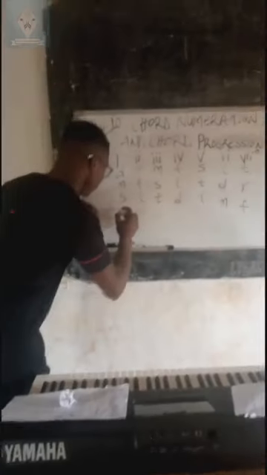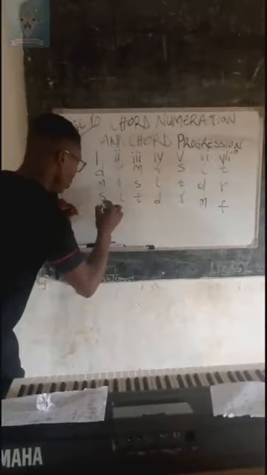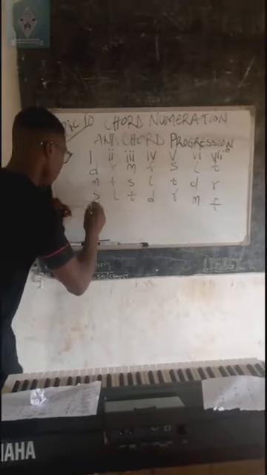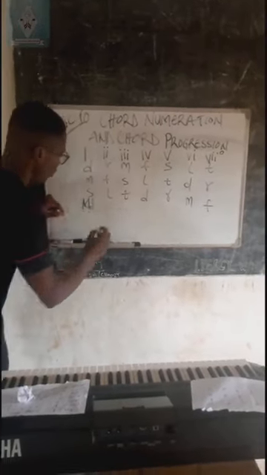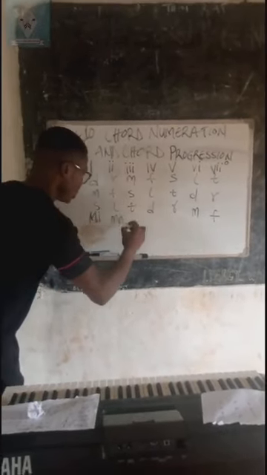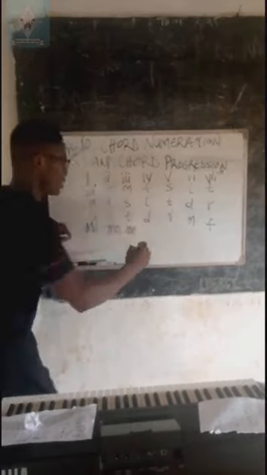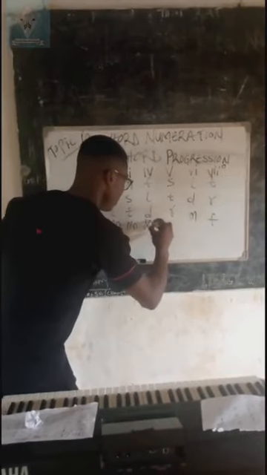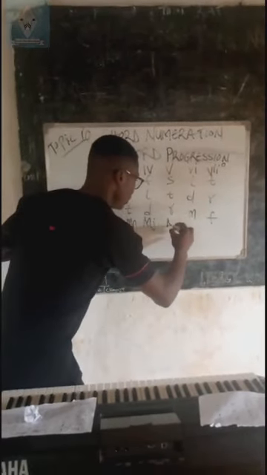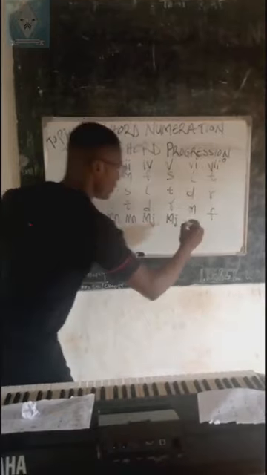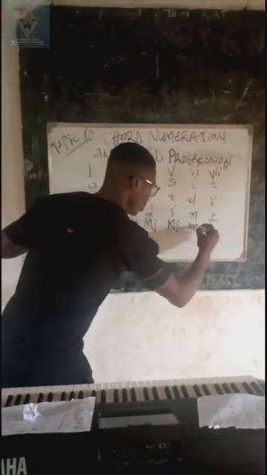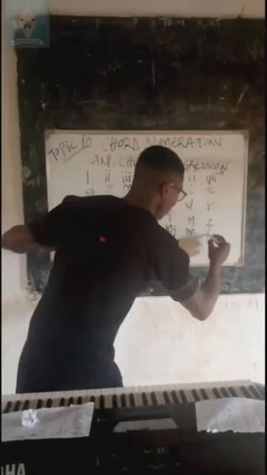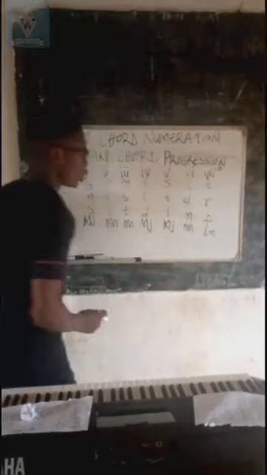Now, this is a major chord, this is a major chord, this is a minor chord, this is a minor chord, this is a major chord, this is a major chord, this is a minor chord, and this is a diminished chord.